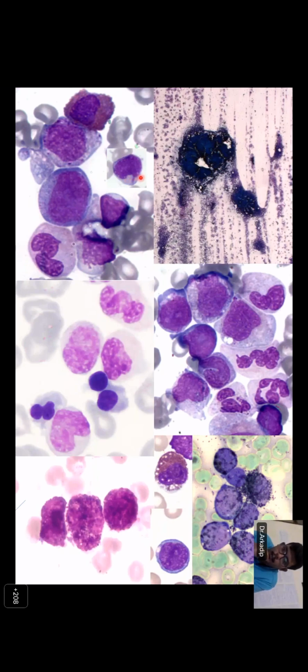And what's this? This is an Auer rod, sir. Single Auer rod. Okay, so blast with an Auer rod. The Auer rod is actually quite slim and trim. All right. So you have a blast with Auer rod, and what are these cells? Most likely basophils. They could be mast cells also. Really, so many granules I can't make out anything. All right. So most likely mast cells.